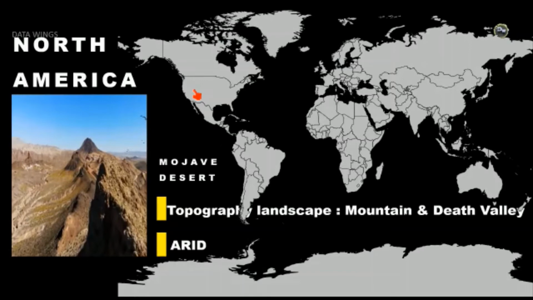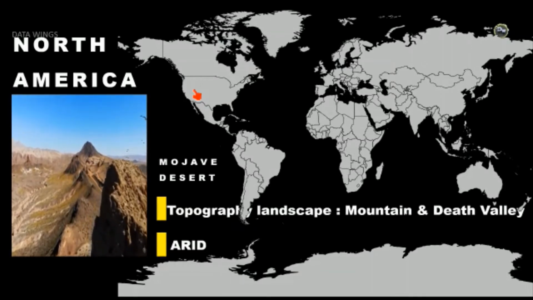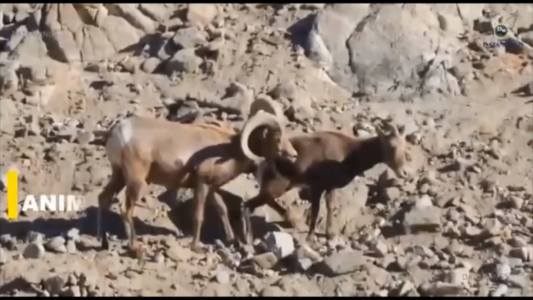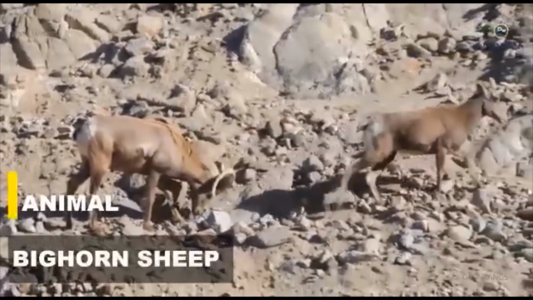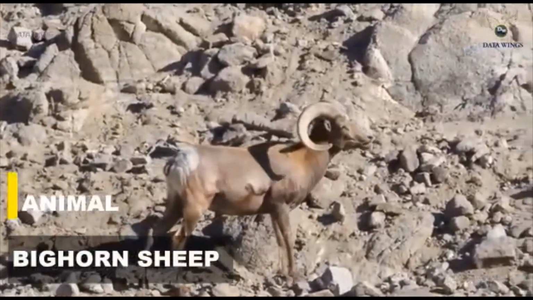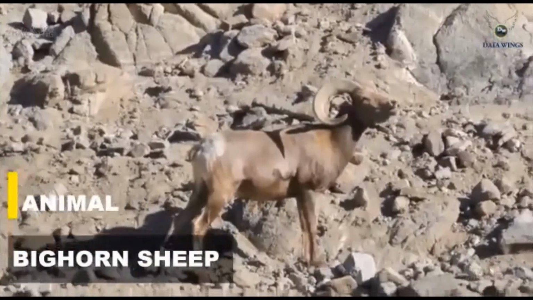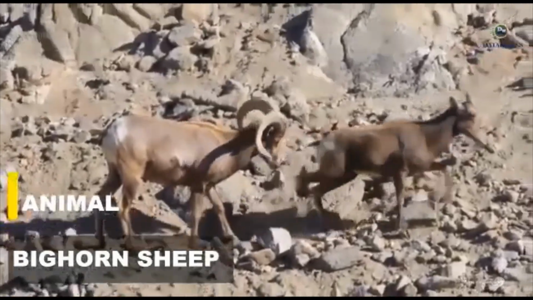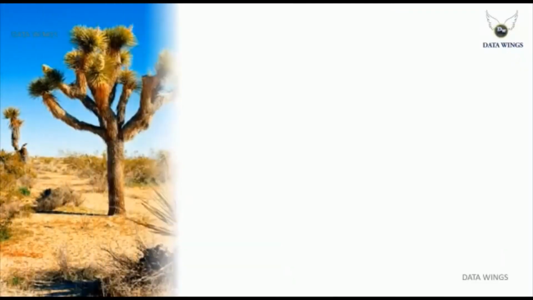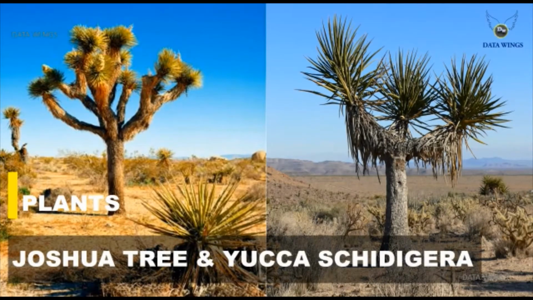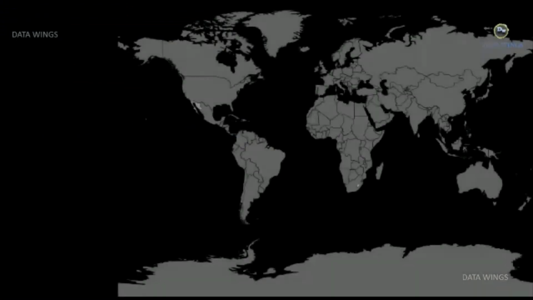Desert. And the topography or landscape here are mountains. To be specific, Death Valley, the hottest place on Earth. The highest temperature was 132 degrees Fahrenheit. And some of the animals that live here, for example, one of them is the bighorn sheep. And their horns are not actually straight like other goats and bulls and stuff. Their horns are curved. And some of the plants that live here are the Joshua tree and the Yucca cedingra.